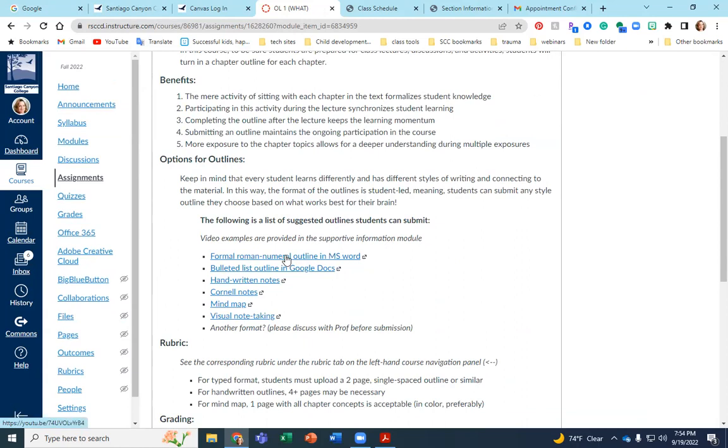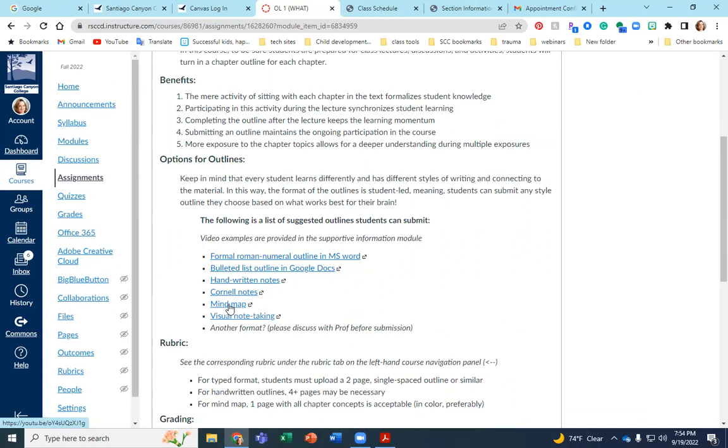You may do a Roman numeral traditional outline. That is a video on how to do it in Word, okay? You can do a bulleted list in Google Docs. That's your option, okay? You can do handwritten notes like this and upload a picture. You can do Cornell notes. There's like a little grid that you do. That's a 1-page situation. Mind map, right? You could draw the main idea of the chapter and all the terms.